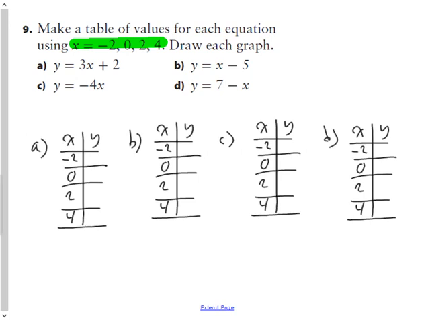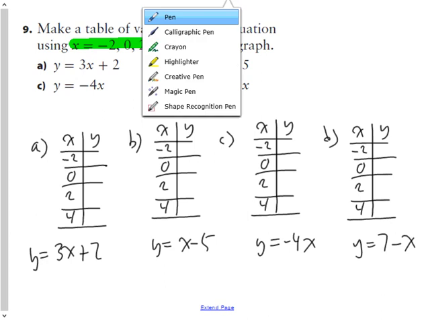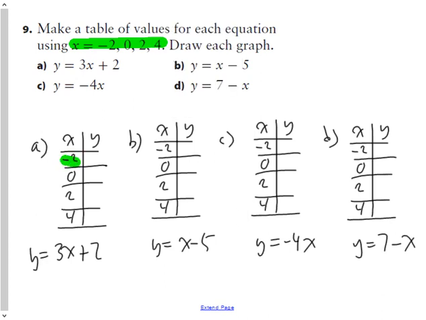So once we have our tables of values made, I'm going to write down the appropriate equation for each of these tables. This first one is A, this one is B, this one is C, and this one is D. So for all of them, what we're going to simply do is substitute -2, 0, 2, and 4 into the entire equation, or more specifically, where the x value is.